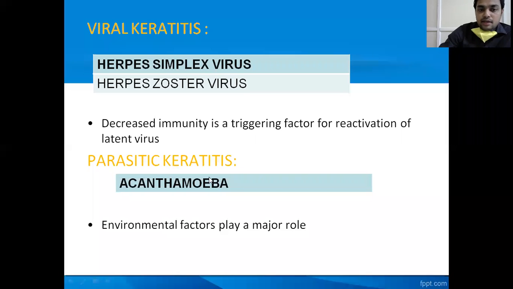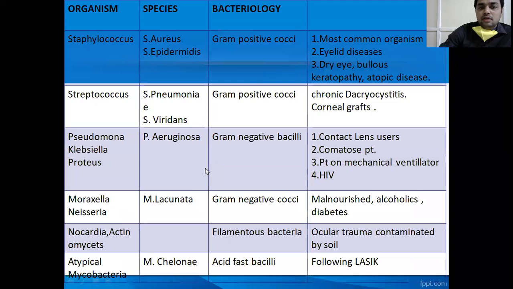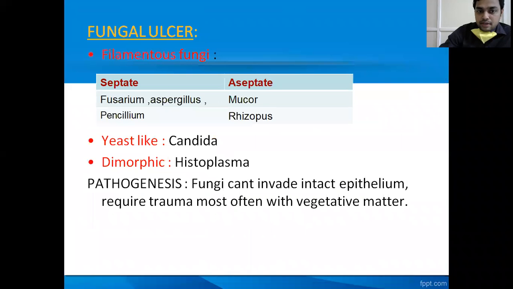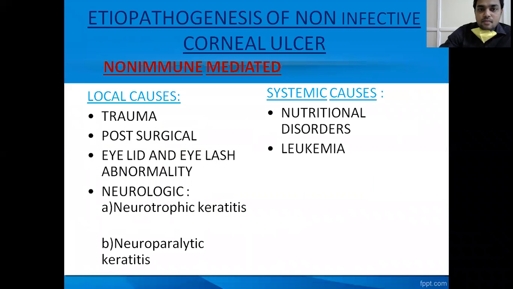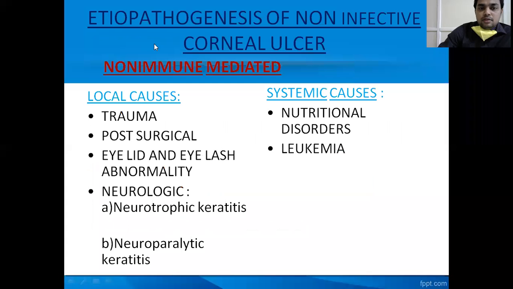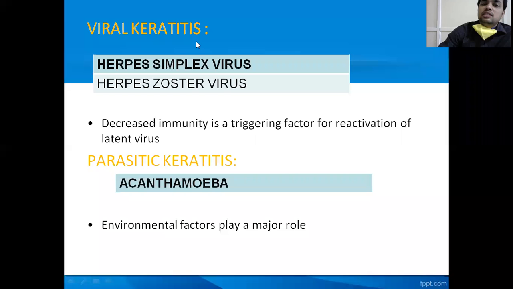In parasitic keratitis, acanthamoeba is the main organism. So these are the different organisms which cause the infective corneal ulcers. That includes fungal, bacterial, viral, and parasitic. So this is all about infective keratitis.